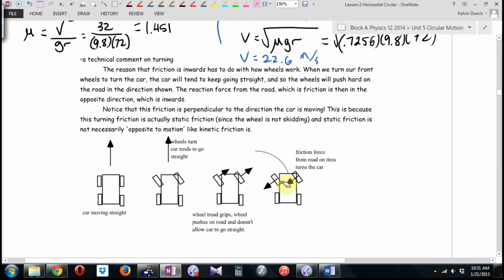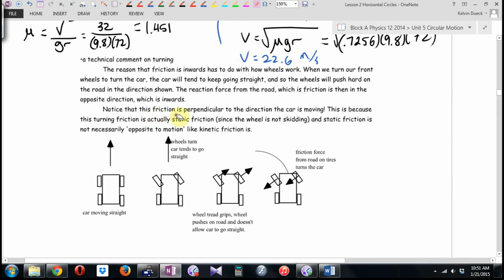The road applies a force inwards, which we call friction. That's how you turn with friction. Oh, and if the wheels apply a bigger force than the road is capable of, you're going to keep going in a straight line at a steady speed. You're going to skid off the road. That's called an accident. Okay?